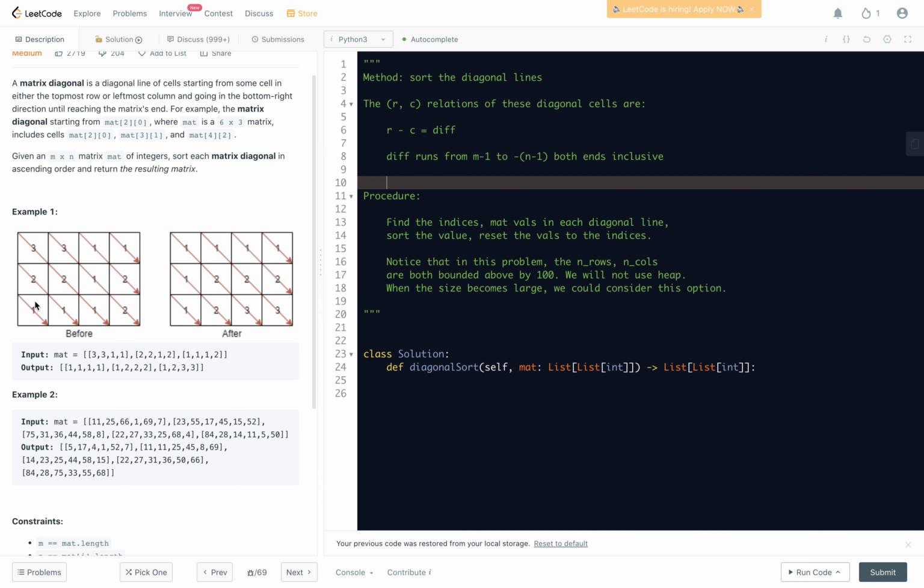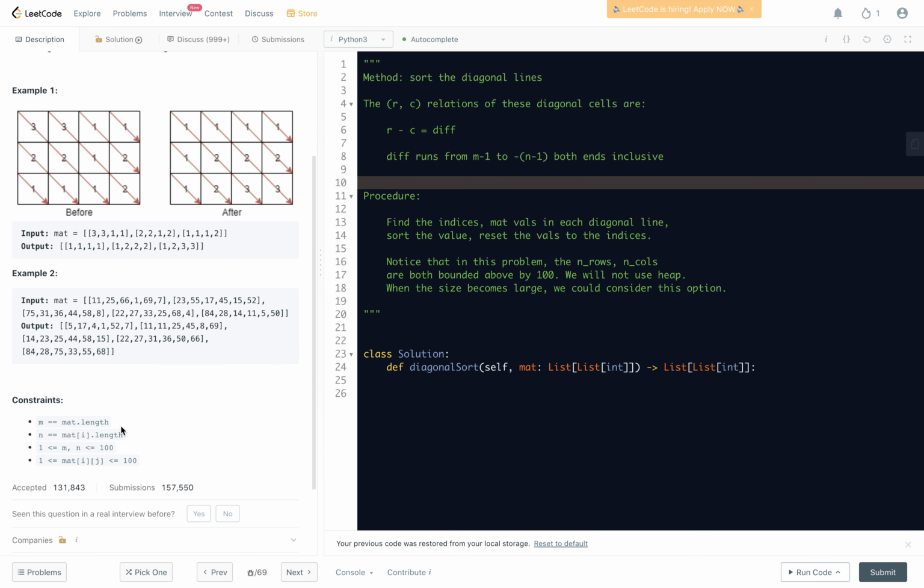In example 1, the matrix is 3 by 4 and the diagonal lines are marked in red, and after sorting, this is the result. Let's also look at the additional constraints or assumptions for this problem. First, m and n are the number of rows and the number of columns for the matrix, and both m and n are bounded above by 100, and the elements in the matrix are in the range between 1 and 100. With this went over, let's look at the analysis.